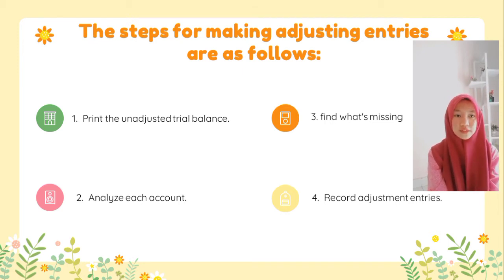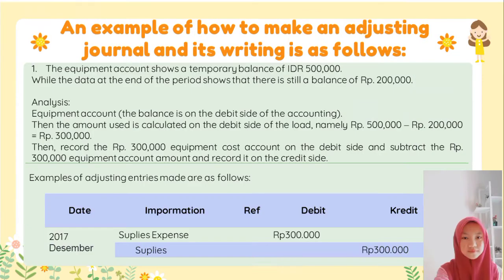The steps for making adjusting entries are as follows. 1. Print the unadjusted trial balance. 2. Analyze each account. 3. Find what's missing. And 4. Record adjustment entries. An example of how to make an adjusting journal and its writing is as follows.